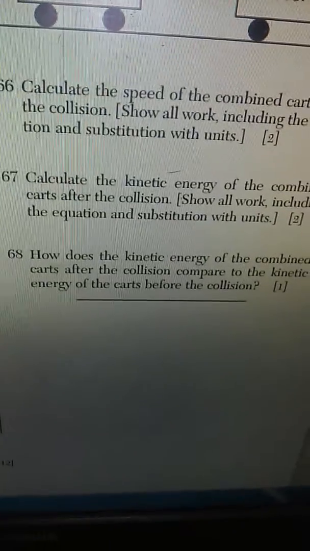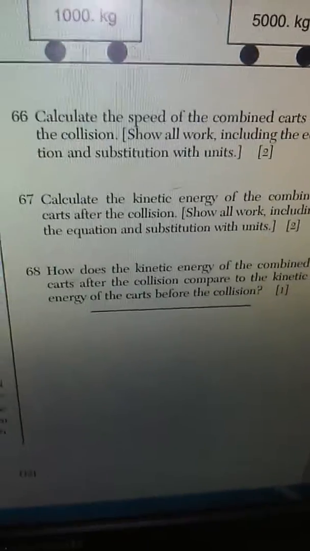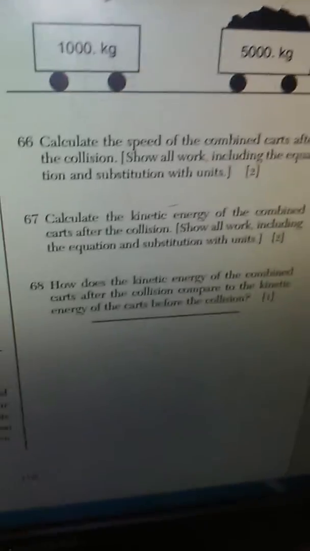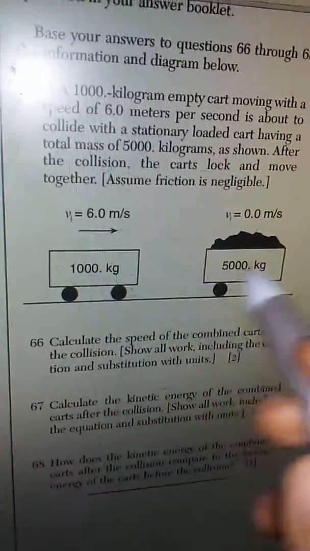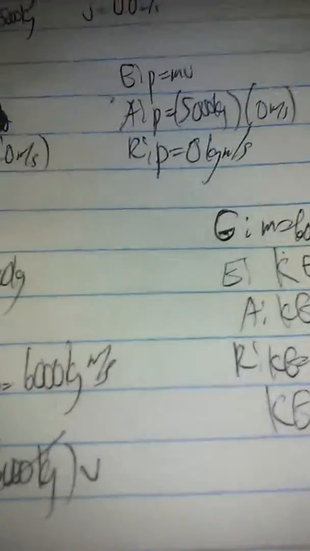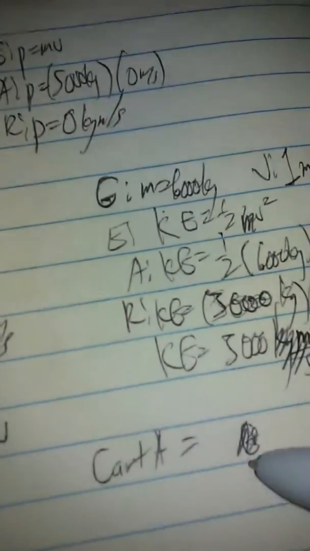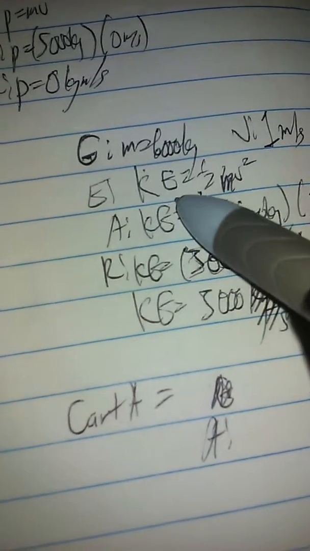Now 68. How does the kinetic energy of the combined carts after the collision compare to the kinetic energy of the carts before? So the kinetic energy before the collision. We'll have to do the kinetic energy for each individually. The formula is KE equals half mv squared. Let's figure it out for cart A. We know the equation and the givens, so let's fill it in.